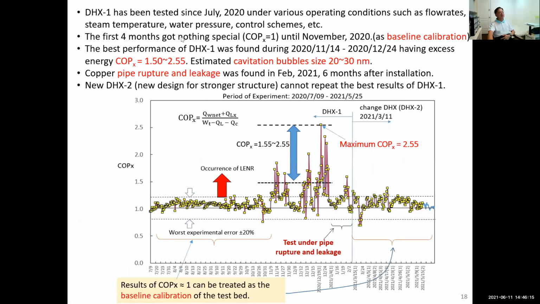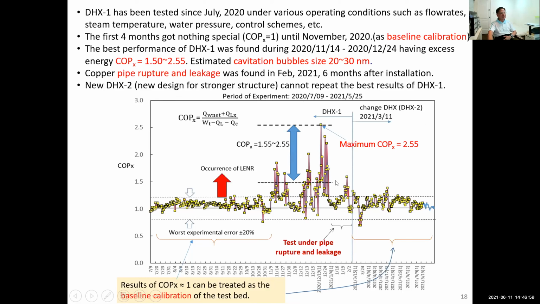And we ran the experiment since last July, and for the first four months we got nothing special until November. Suddenly, because we changed the operating conditions, like flow rate control and vapor pressure control schemes, we found that COP goes up suddenly. The highest value is 2.6, and the cavitation bubble size is estimated at 20 nanometers.